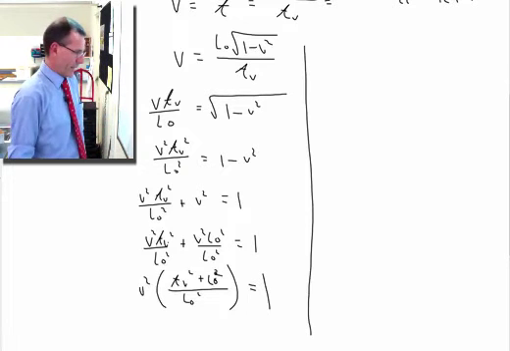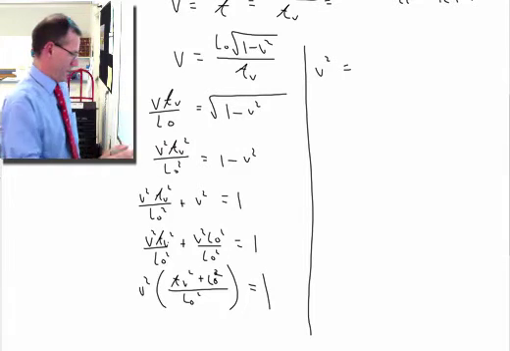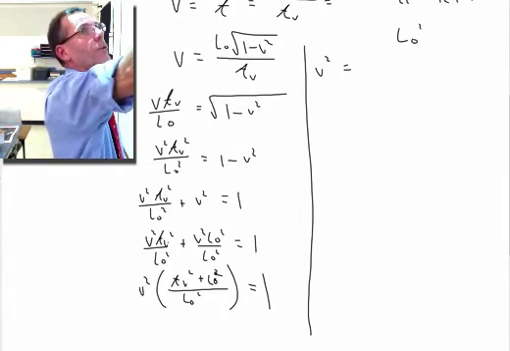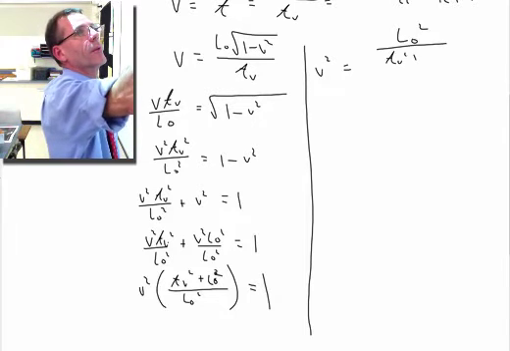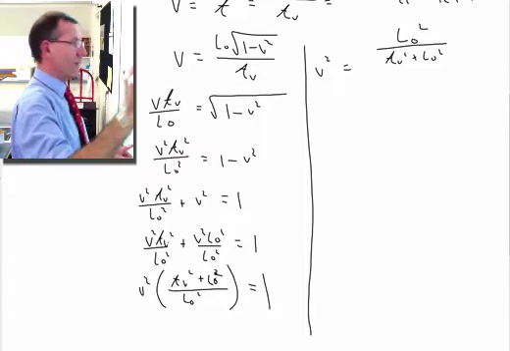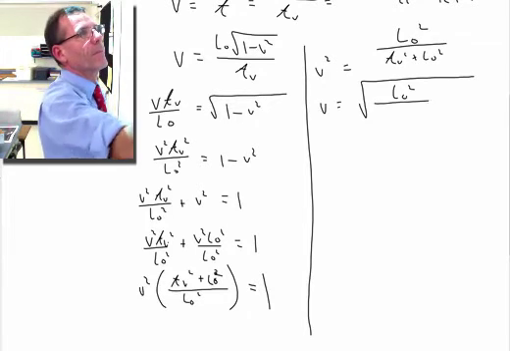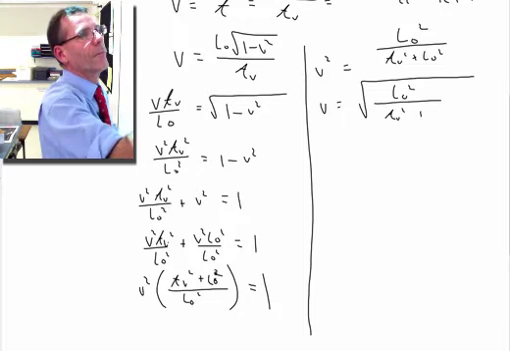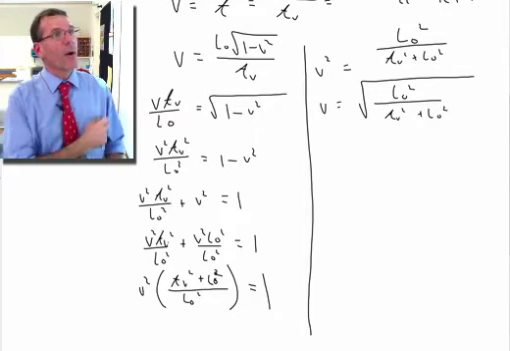So we've now got a common factor, so that's going to give us v squared is simply going to be L naught squared on tv squared plus L naught squared. And so v is going to be equal to the square root of that. There we go, we're done. We've got our equation in terms of v.